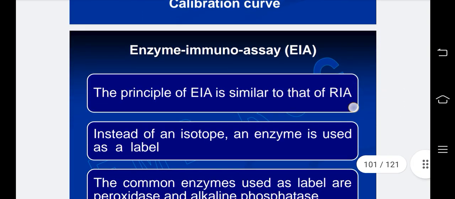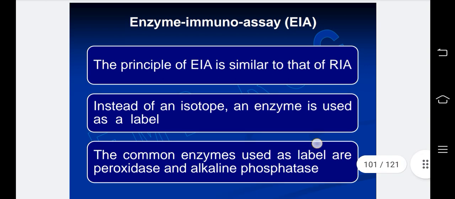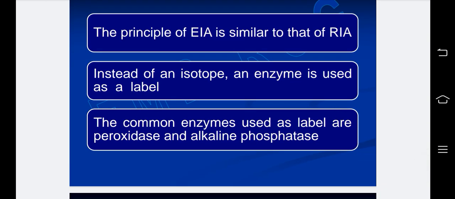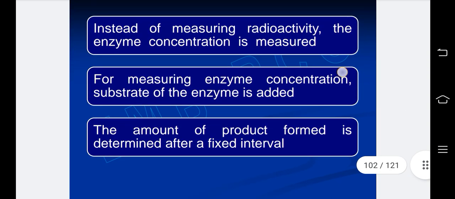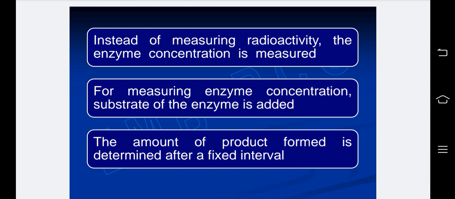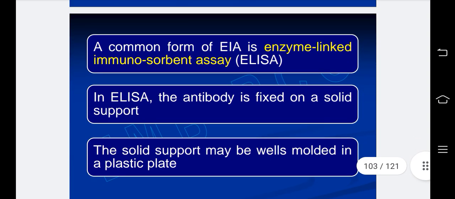Enzyme immunoassay, EIA. The principle of EIA is similar to that of RIA. Instead of an isotope, an enzyme is used as a label. The common enzymes used as labels are peroxidase and alkaline phosphatase. Instead of measuring radioactivity, the enzyme concentration is measured. For measuring enzyme concentration, the substrate of the enzyme is added. The amount of product formed is determined after a fixed interval. A common form of EIA is enzyme-linked immunosorbent assay, ELISA.